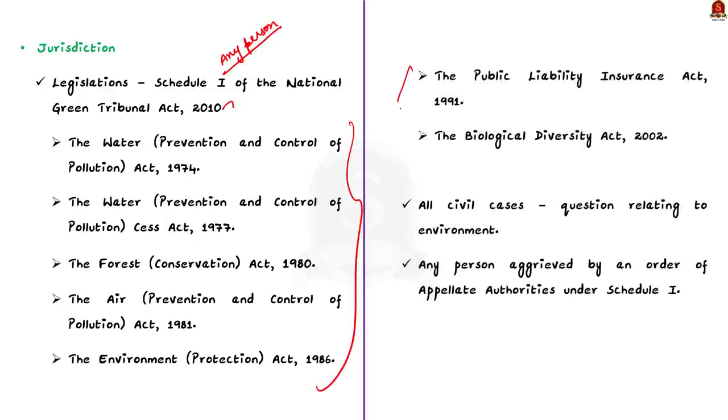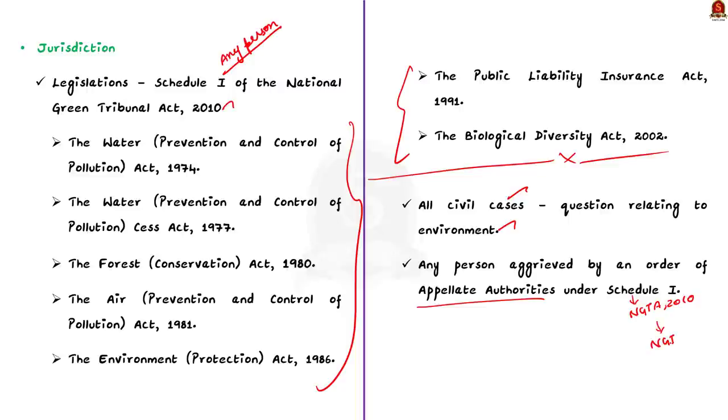Pause the video and go through it. Moving on, the tribunal has jurisdiction over all civil cases involving a substantial question relating to environment. Additionally, any person aggrieved by an order or direction of any of the appellate authorities under the legislations mentioned in Schedule 1 of the National Green Tribunal Act 2010 can also challenge them before the National Green Tribunal. And that's all regarding this discussion.